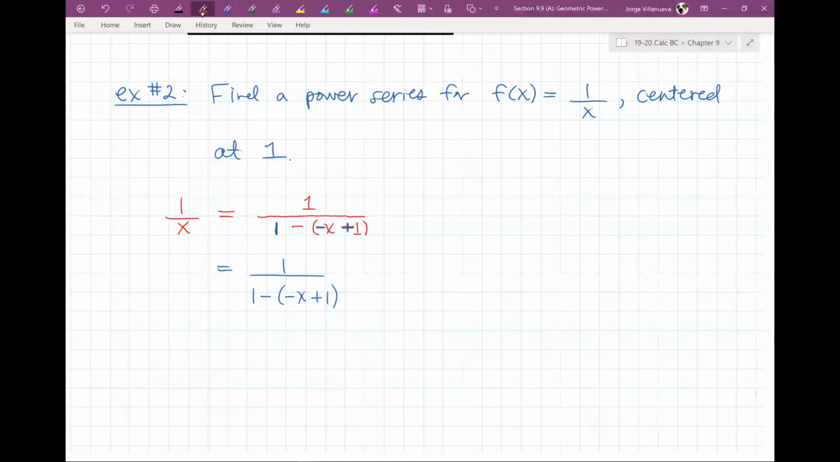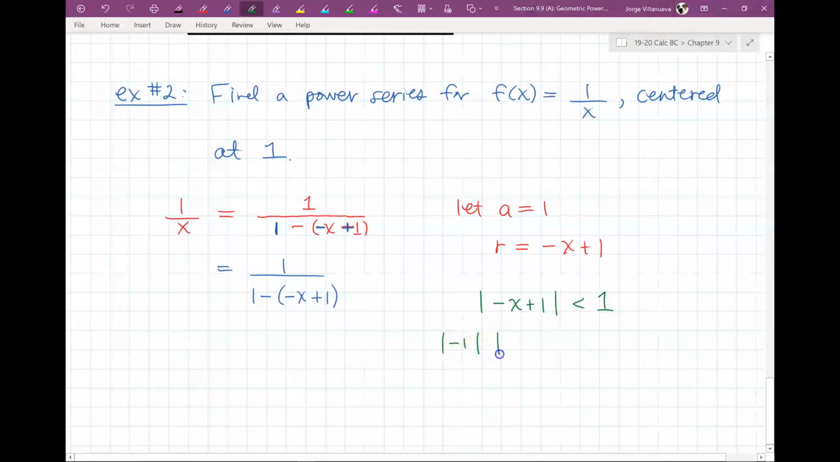So let's go ahead and write down, we're going to let a equal 1 and r is negative x plus 1. Remember, if you want to prove your radius of convergence, here's some extra work. You're going to say the absolute value of negative x plus 1 less than 1. I'm going to factor out a negative 1. So negative 1 in the absolute value leaves me with x minus 1 less than 1, which is basically the absolute value of x minus 1 less than 1. And now you can see that is centered at 1.